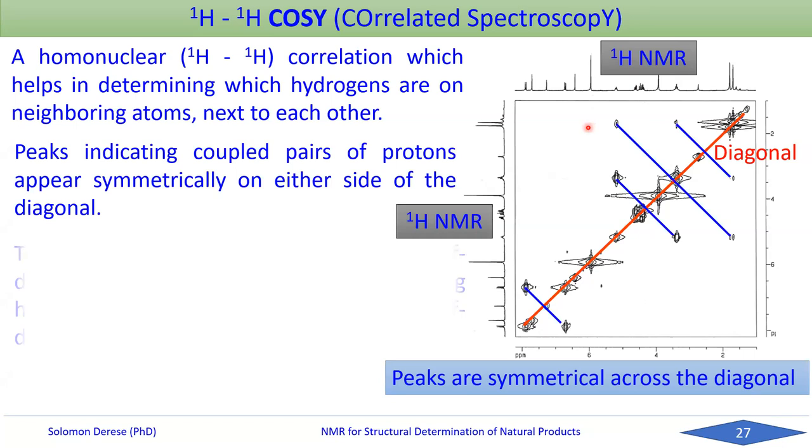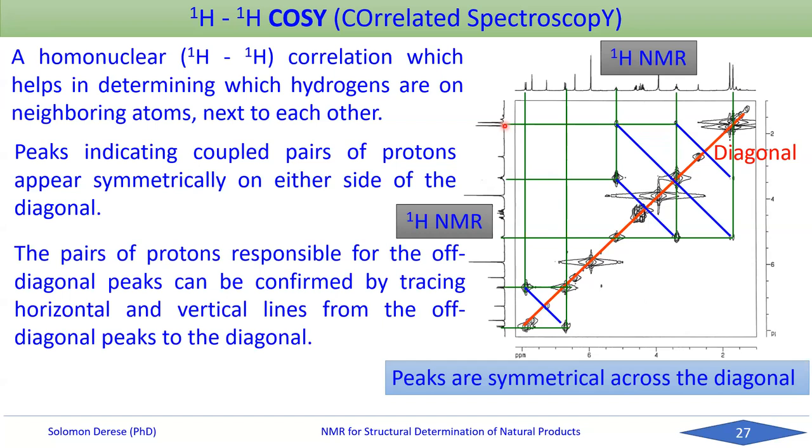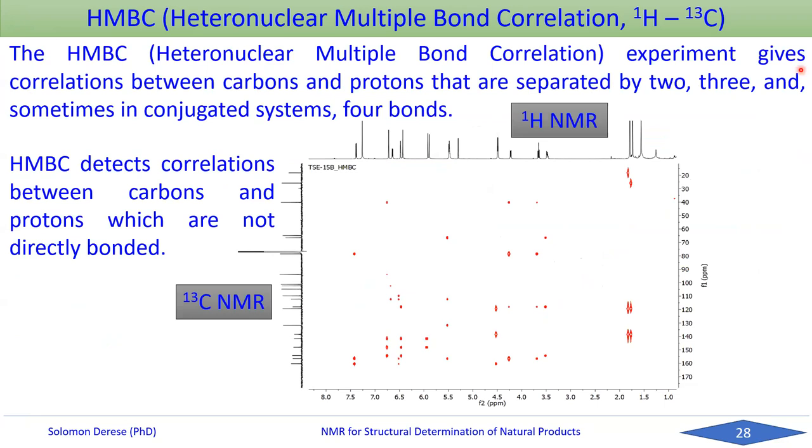And of course, the other one which one can use is HMBC. This is a heteronuclear multiple bond correlation, not a direct proton-carbon correlation, but it will give you information on which proton is correlated to which carbon, separated by 2, 3, and sometimes 4 bonds, so that you know how the different fragments are related to each other.